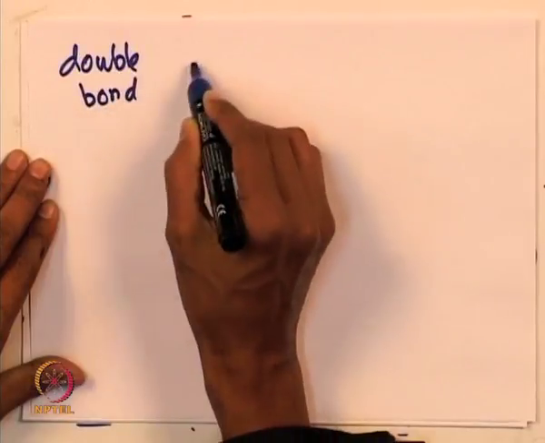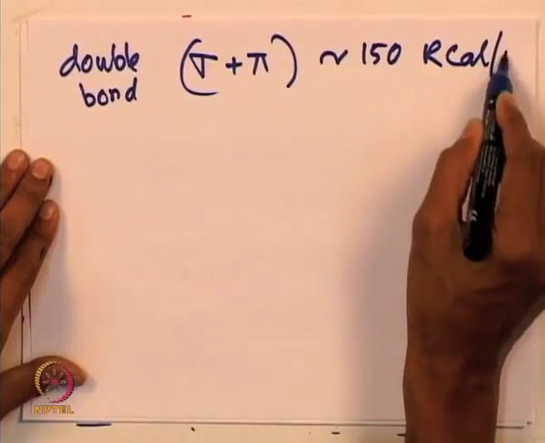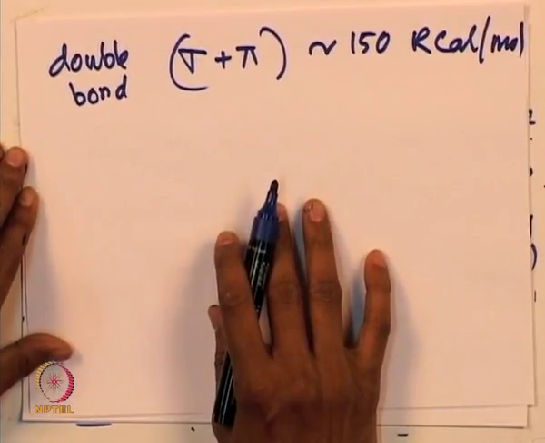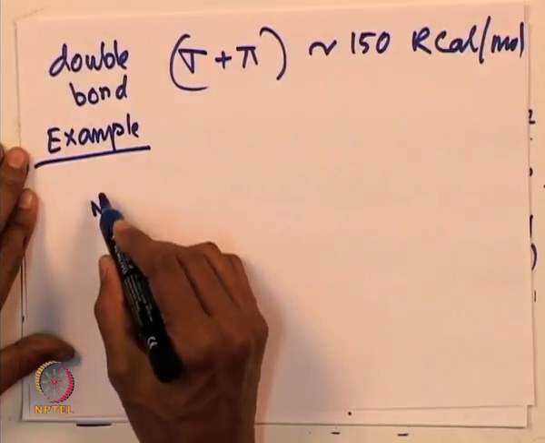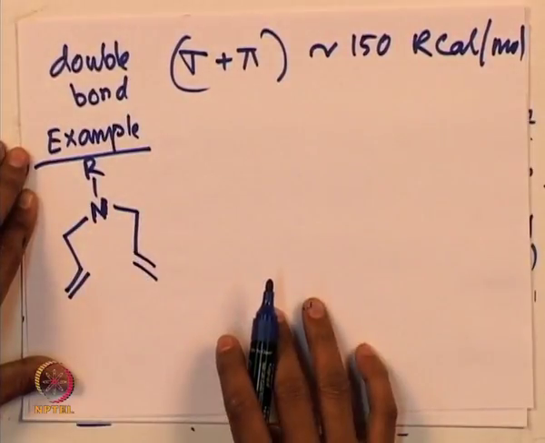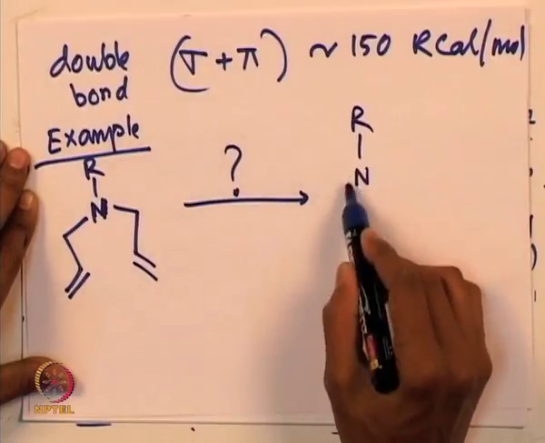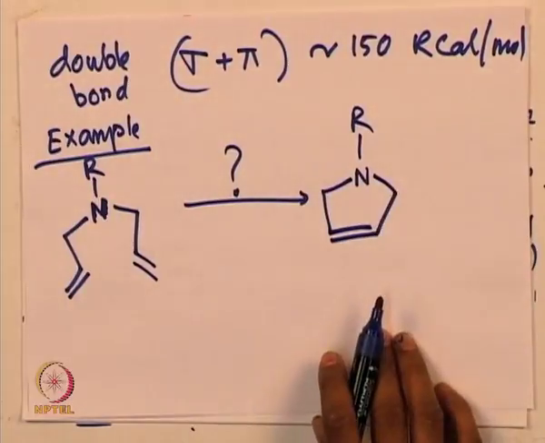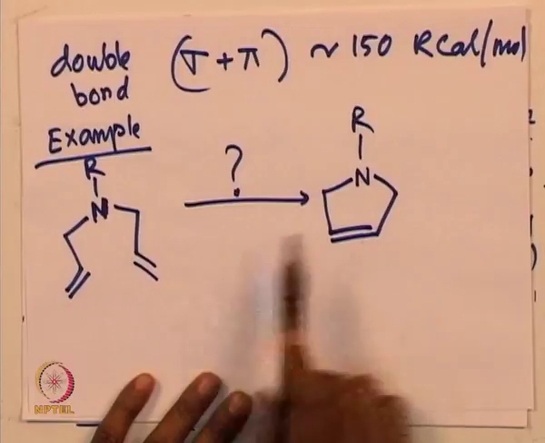Let's try to look at one example and a few more features of these 2+2 reactions. In this case, if you see that double bond, sigma plus pi combined, you are having 150 kcal per mole. Now, one example that I think needs to be discussed is a very simple example. Let's say you start with an organic substrate like this. Now, a beautiful reaction. What you get by this process is this. If you are not familiar with sigma bond metathesis, this seems very odd to you. How can you get this product starting from this product?